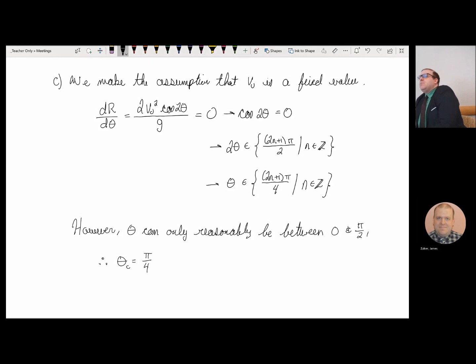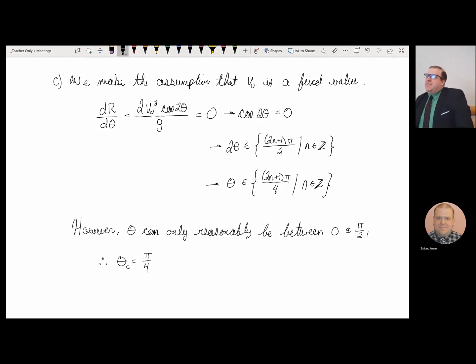That gives us only one critical value, pi over 4. Sub C, just to represent critical point. We now need to determine if this is a max or a min. The second derivative test will tell us if it's a local max or a min.